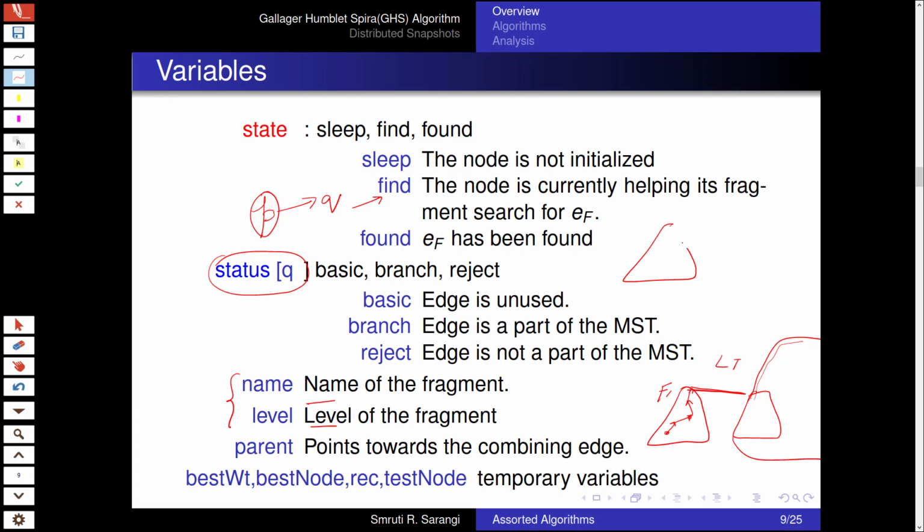And similarly, if we have a combination of two fragments where the level was the same, every node here will also have parent pointers towards the common combining edge. And every node here also will have a parent pointer that goes towards the common combining edge. We will see why this is the case, but this is how the parent pointers actually work. And then of course we have a bunch of temporary variables like best weight, best node, test node and so on, which are purely temporary variables.